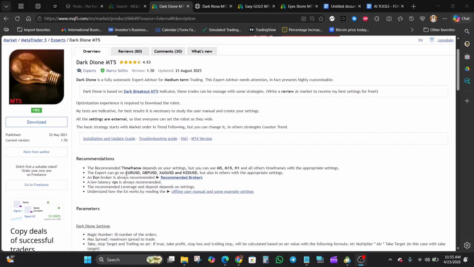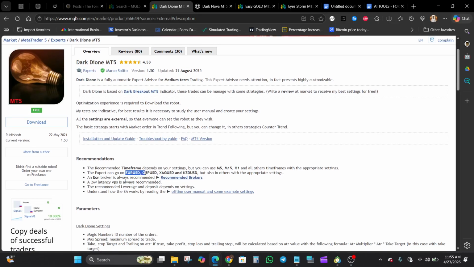It supports multiple pairs like the EUR/USD, GBP/USD, XAG/USD, and NZD/USD. And it works across different time frames depending on your configuration. You can see the recommended time frames here are M5, M15, and H1, amongst other time frames.